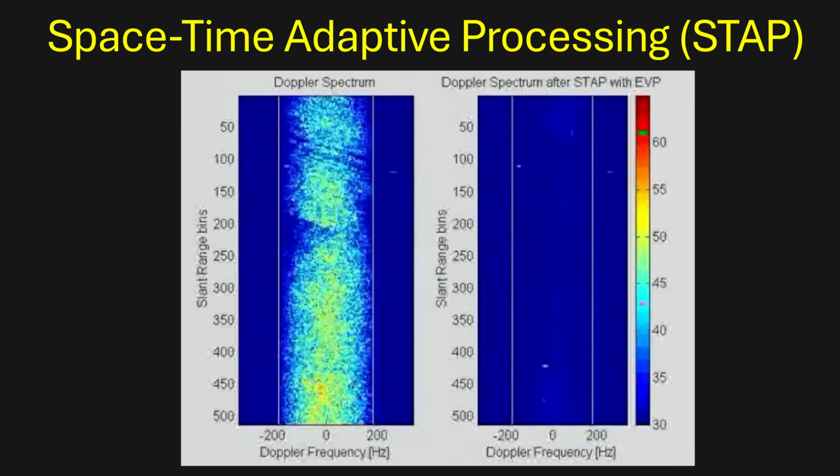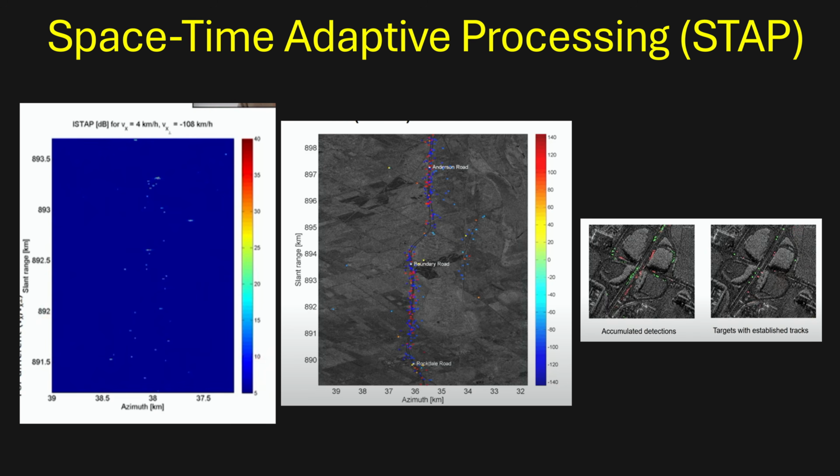hiding within the clutter. There are many more variations of space-time adaptive processing, including imaging STAP and interferometric STAP, which are more similar to along-track interferometry. So the future ground-moving target and air-moving target indication constellation will need to use a lot of space-time adaptive processing to find very slow targets and very fast targets over these very wide areas.